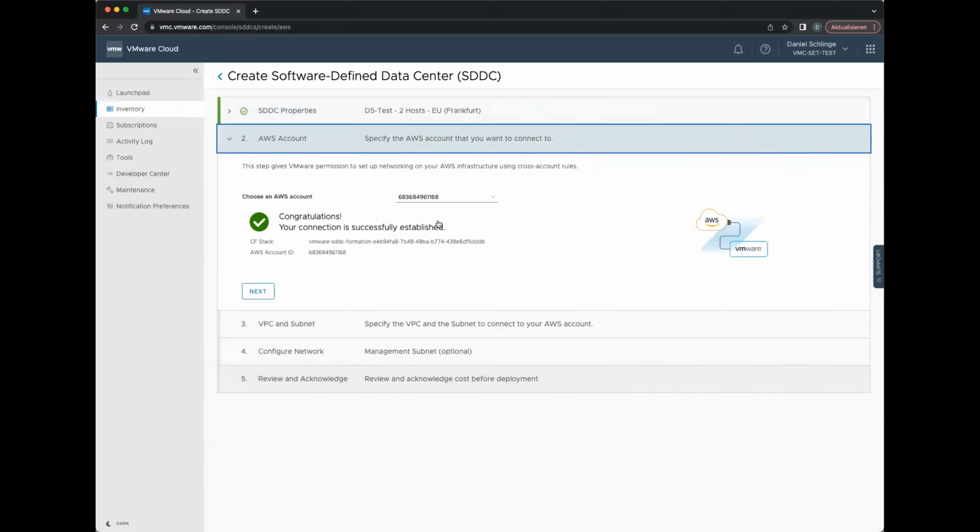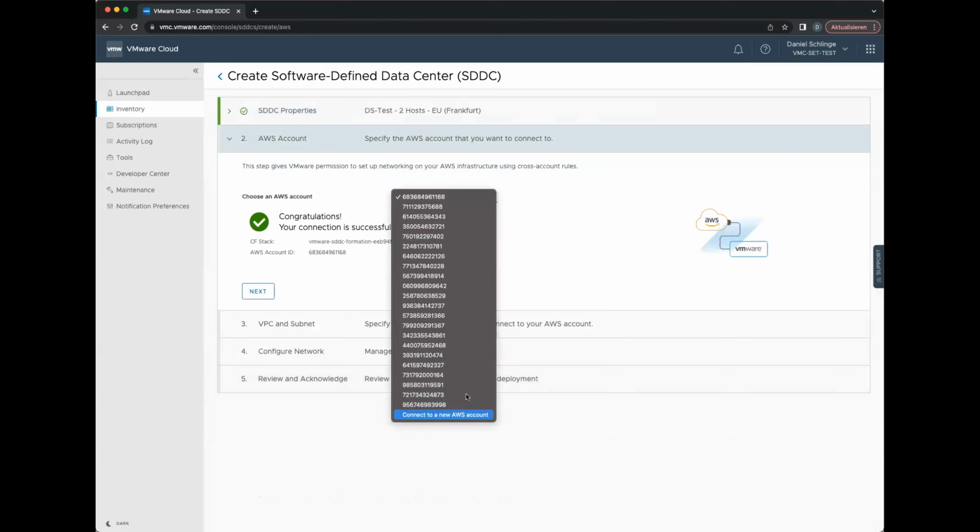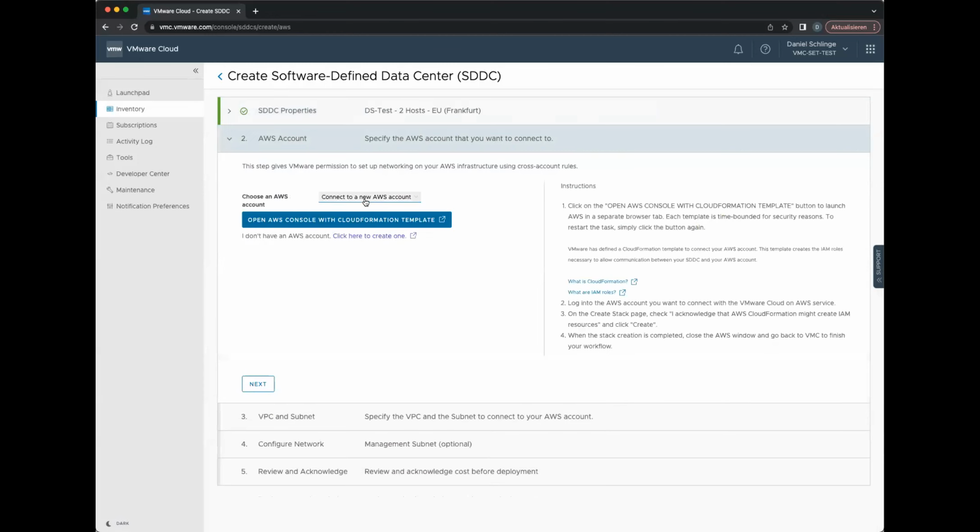Next, we have to pair our AWS account, because we want to link or interact with our AWS account, for example with our AMI and our EC2 instances. On the other hand, we need to link this account with our data center. And this is the next step.